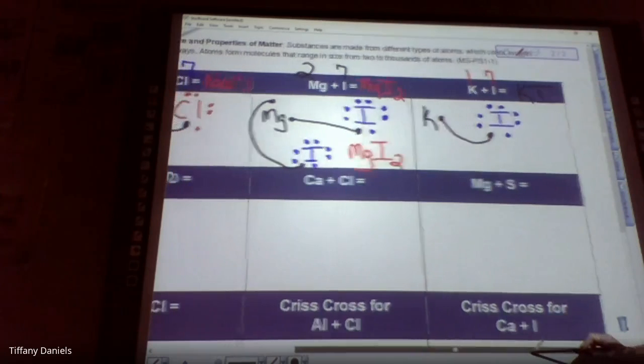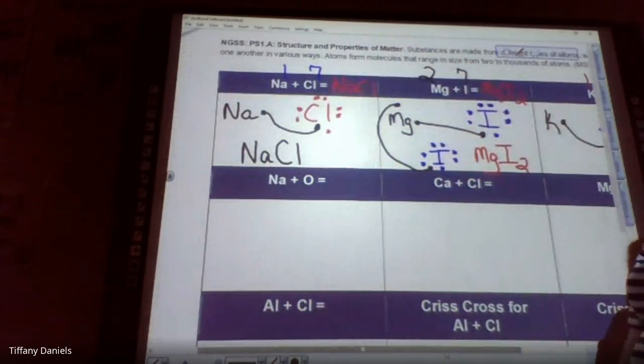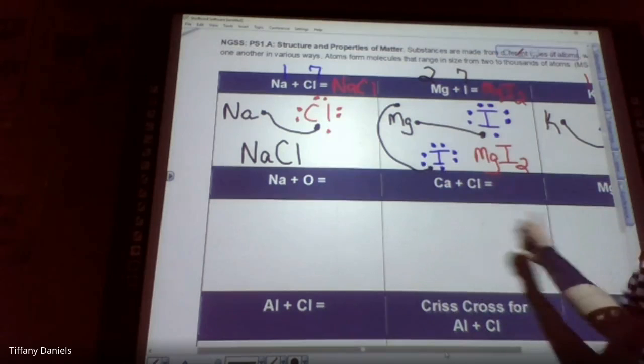All right, I'm going to set a timer. Let's say, what do you think? 2 minutes? No, I'm kidding. How about 7 to do this next row?